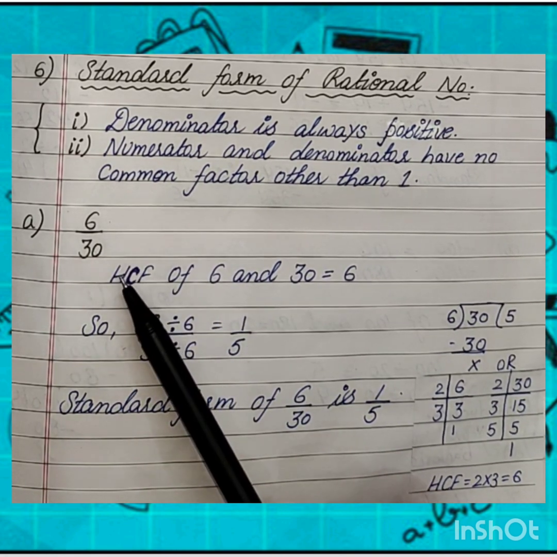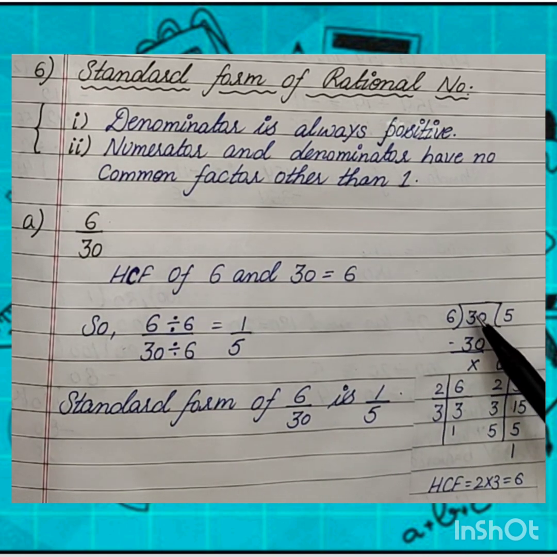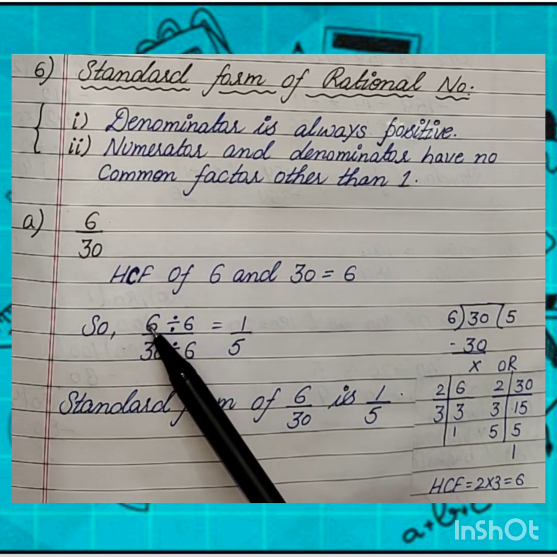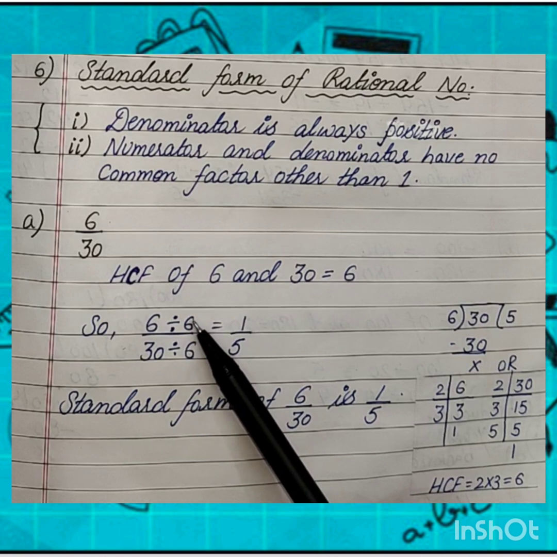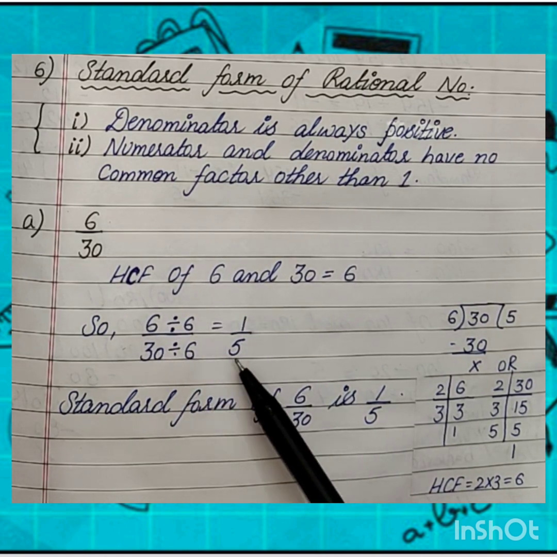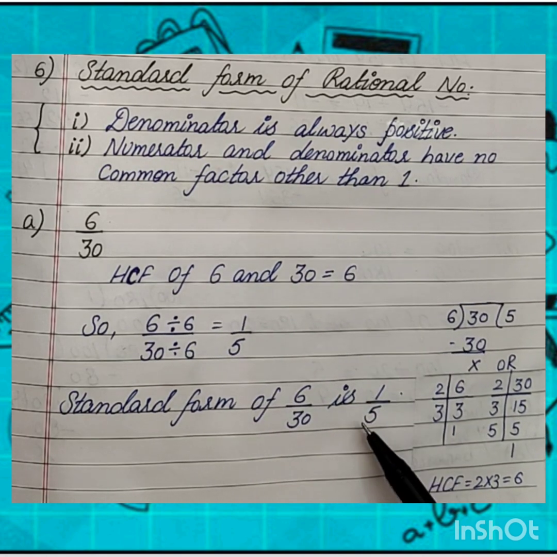So इसके लिए हम लोग क्या calculate करेंगे? HCF means highest common factor. You can use any one method to find the HCF. Here the HCF of 6 and 30 is 6. So divide both numerator and denominator by 6, and this will give 6 1s are 6 and 6 5s are 30. So the reduced form, that means the standard form, is 1 upon 5.